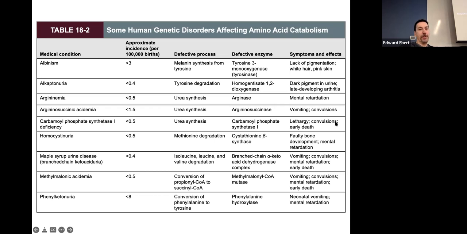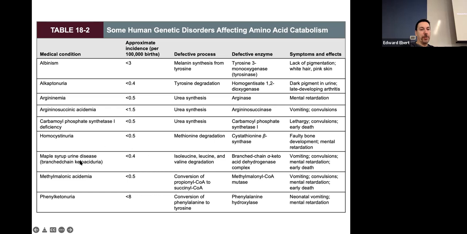Vomiting, convulsions, lethargy, convulsions. Always love this one, early death. So if CPS1 is not functioning properly, either not making enough of it or it's not functioning properly, you get some really bad effects. The homocystinuria, if we look at methionine degradation, we saw one of the initial products was homocysteine, and this leads to both faulty bone development and mental retardation. So there's a lot going on with these amino acids throughout the body. We're talking about multi-organ effects.